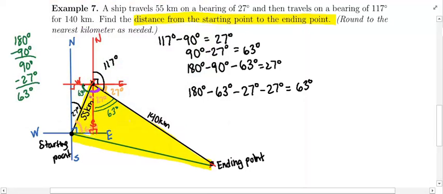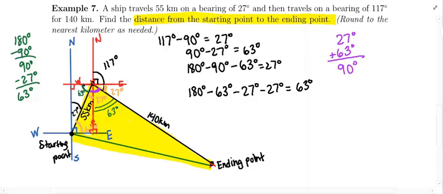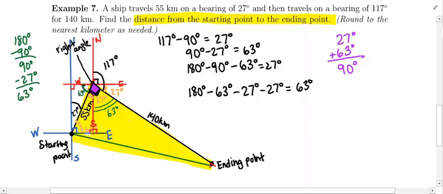It is comprised of a 27 degree angle and a 63 degree angle. So 27 degrees plus 63 degrees, if you add this up, you're going to get 90 degrees. So really what's happening here is this is a 90 degree angle right here. Let me make this a little more apparent. We had to do all of this work to show that this is a right angle. So this yellow triangle is a right triangle.